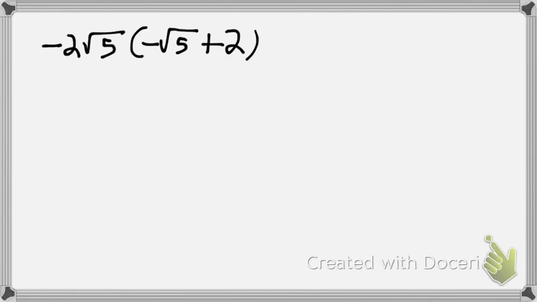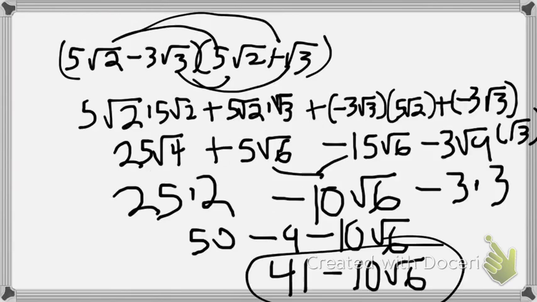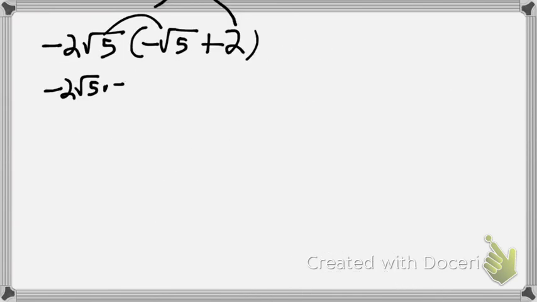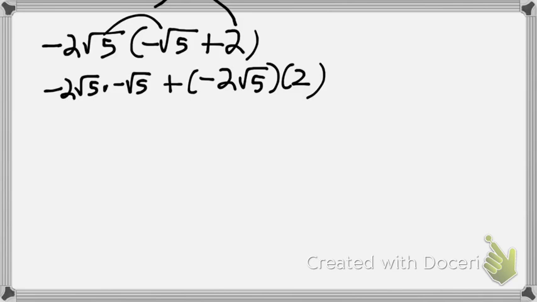Some of you also have problems requiring the use of the distributive property. So here we just take the same approach we would with any other problem. We're going to take that negative 2 square roots of 5, and we're going to multiply it by everything inside the parentheses. So we have negative 2 square roots of 5 times negative square root of 5, plus negative 2 square roots of 5 times 2.